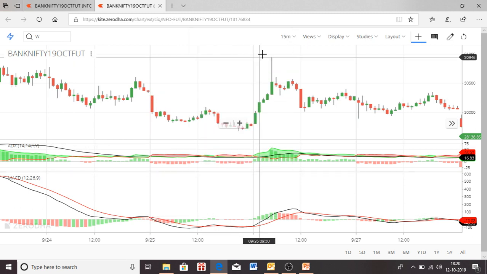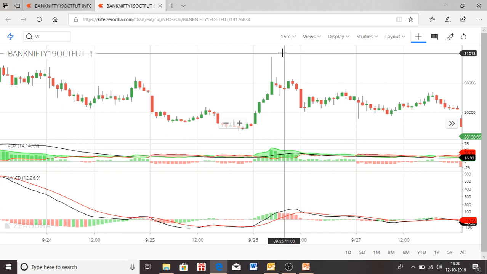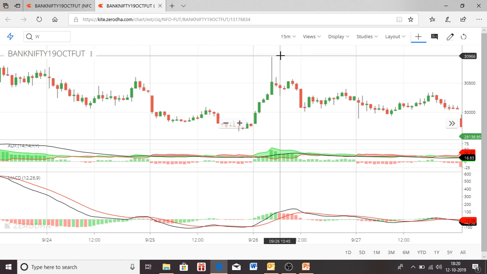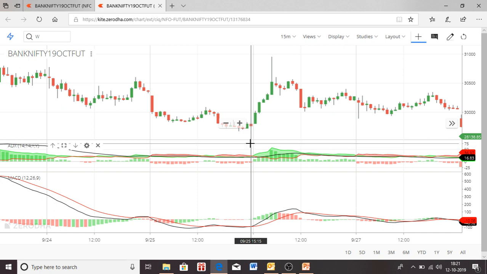Now the chart chosen is 15 minutes, and this is an intraday strategy. I'm telling you, this strategy is not only applicable for Bank Nifty, it is applicable for any stocks and derivatives of stocks, not applicable to commodities and currencies. Why I chose Bank Nifty only to show this strategy is because the majority of trading volume in India is from Bank Nifty. So better to apply this strategy on Bank Nifty.